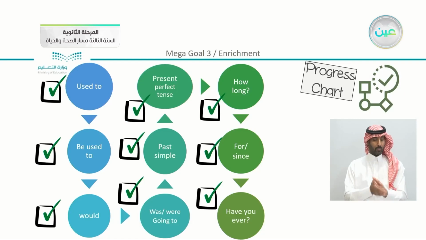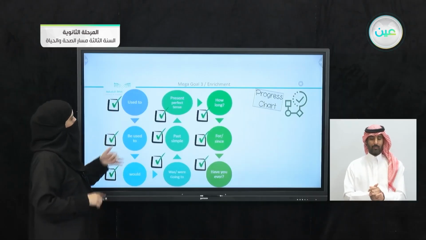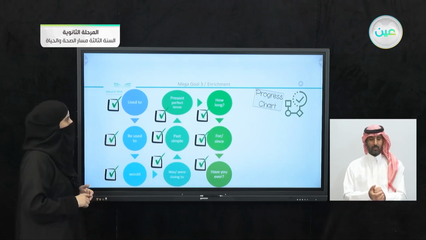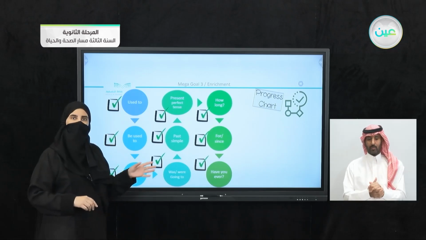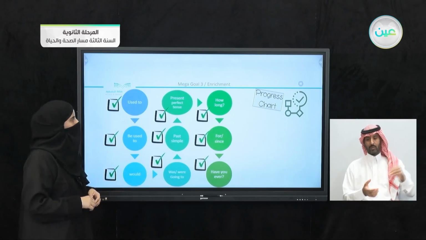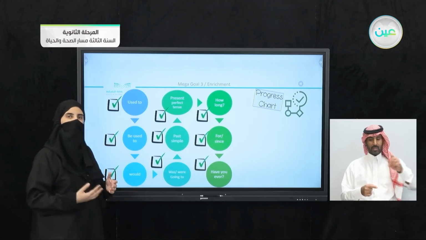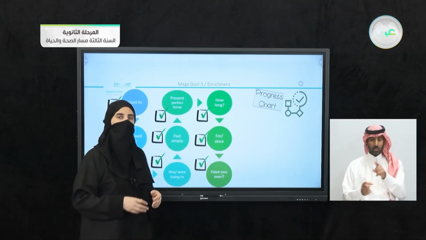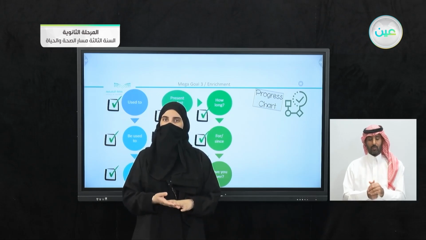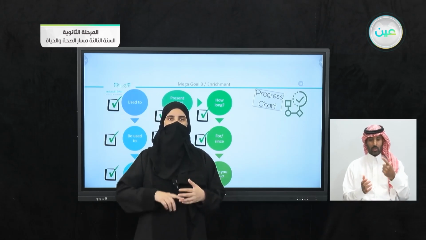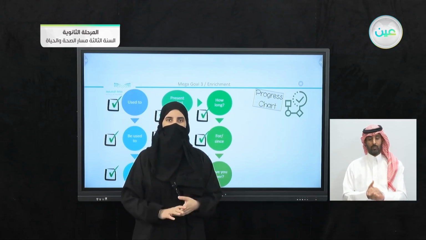Now we have completed our second part, which is Unit 2. We have revised used to, be used to, would. We have also the present perfect tense, the past simple. We also revised was and were going to. We have here also about how long, using for and since, and as we mentioned, asking for experience by saying have you ever. Now this is the minimum function that we have in grammar, Unit 1 and 2. We are going to complete with grammar Unit 3 and 4, inshallah, in our next lesson, so be ready.